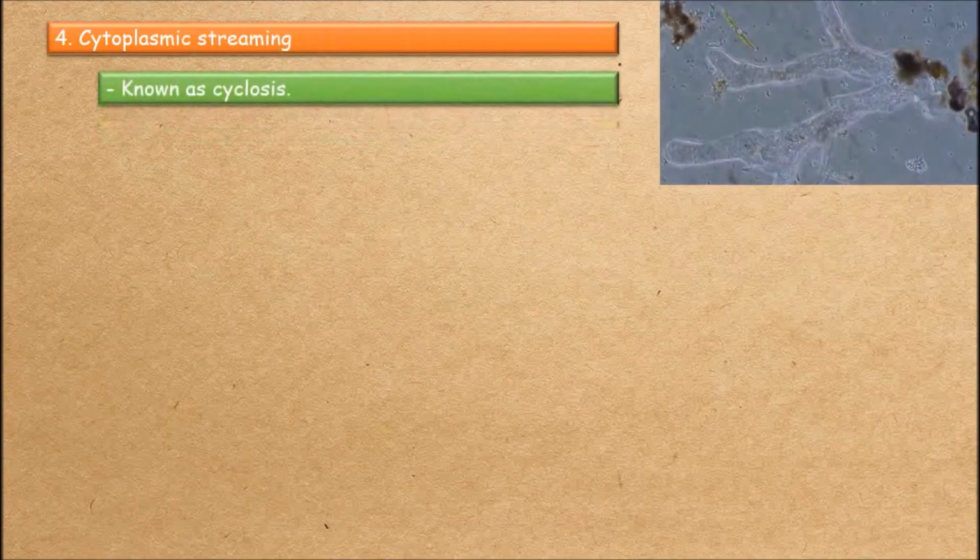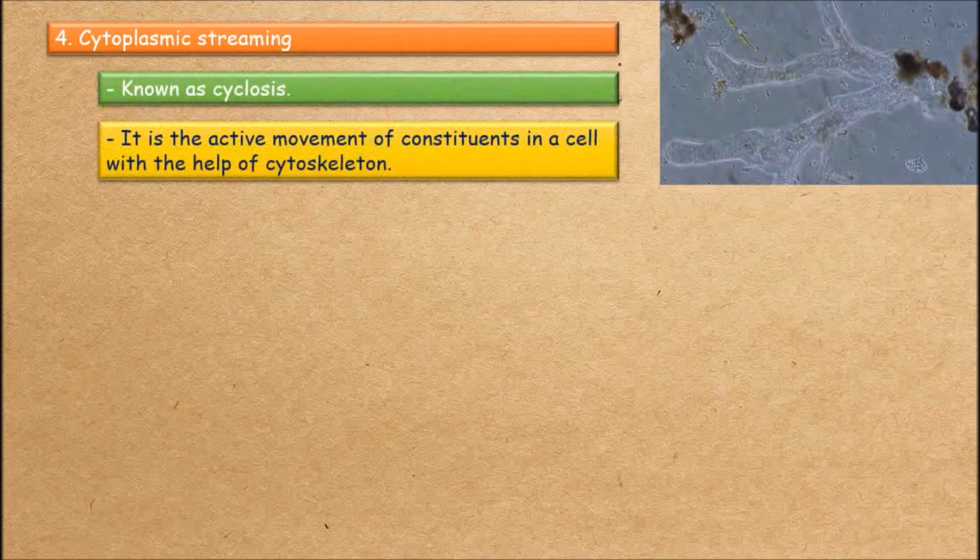Cytoplasmic streaming. It is also known as cyclosis. It is mainly seen in larger cells such as plant cells. It is the active movement of constituents in a cell with the help of the cytoskeleton. Here, myosin motors bind and push along actin filaments to move organelles along microfilaments.